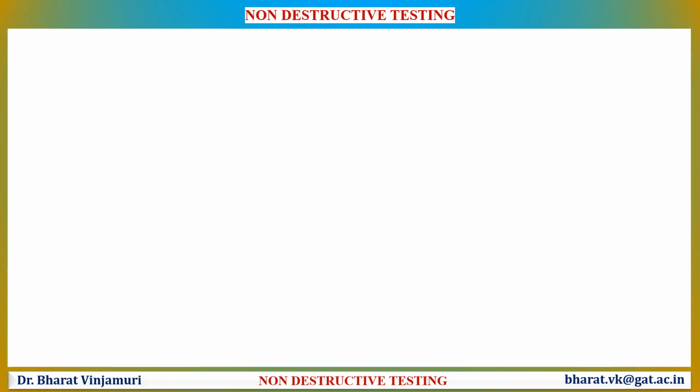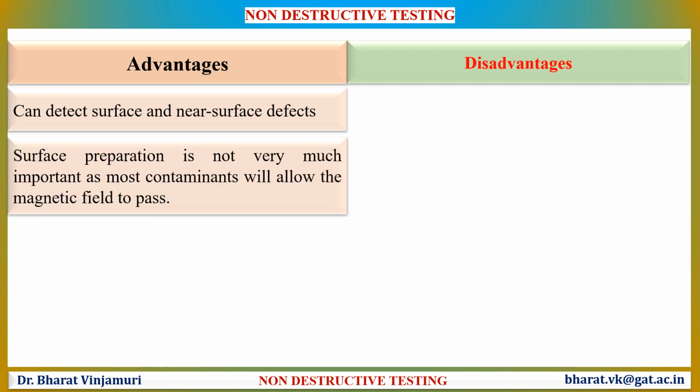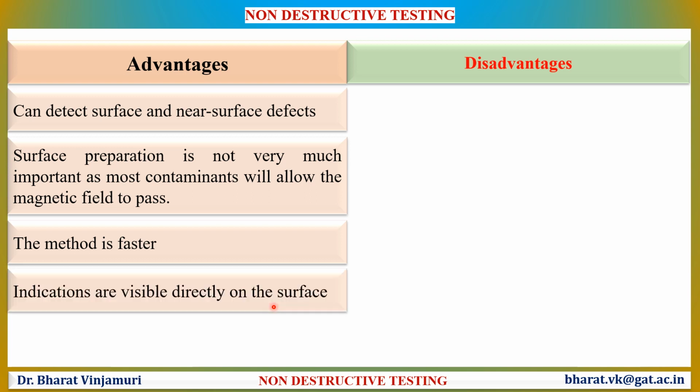Let us now discuss the various advantages and limitations of this process. This process can detect surface and near surface defects. The surface preparation is not very important in this process, as most contaminants will allow the magnetic field to pass. The method is faster compared to the dye penetrant test. In this process, the indications are visible directly on the surface, and these indications can show the exact shape and size of the discontinuity.